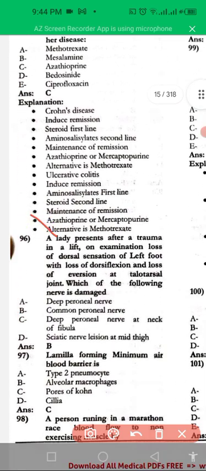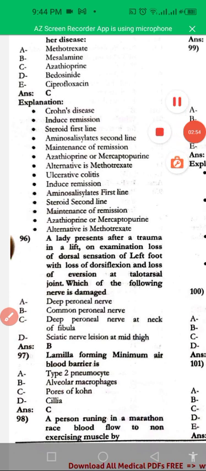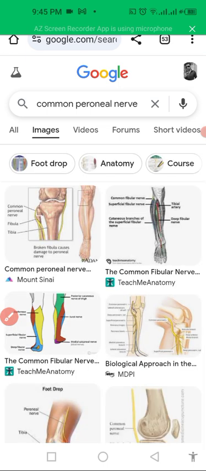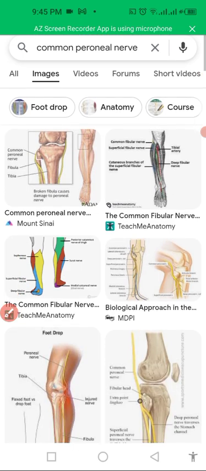Next one: a lady presents with trauma, examination shows loss of dorsal sensation of the left foot and loss of eversion at the talocalcaneal joint. The answer is common peroneal nerve, which is the eversion defect. Now we will look at it in depth. The common peroneal nerve, also known as the fibular nerve, is a major nerve of the leg. It is a branch of the sciatic nerve, and it helps in the eversion of the foot. So, common peroneal nerve.